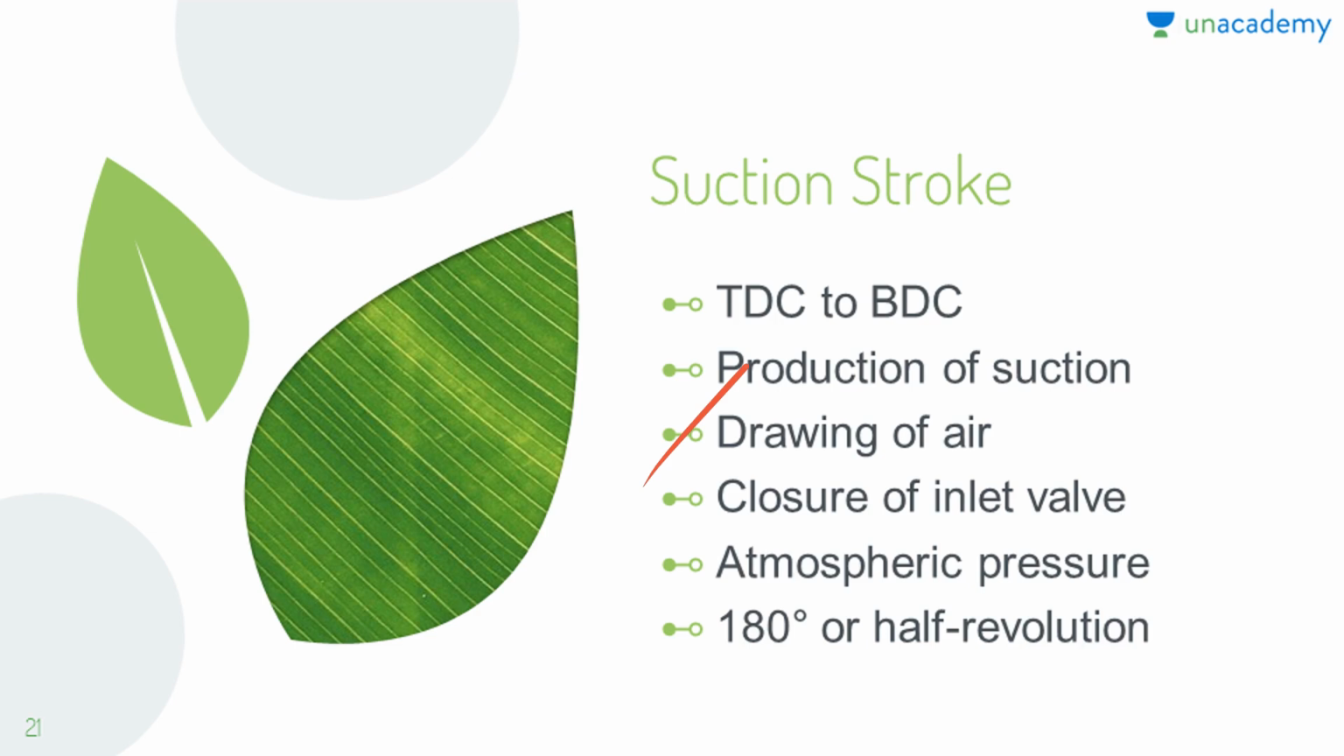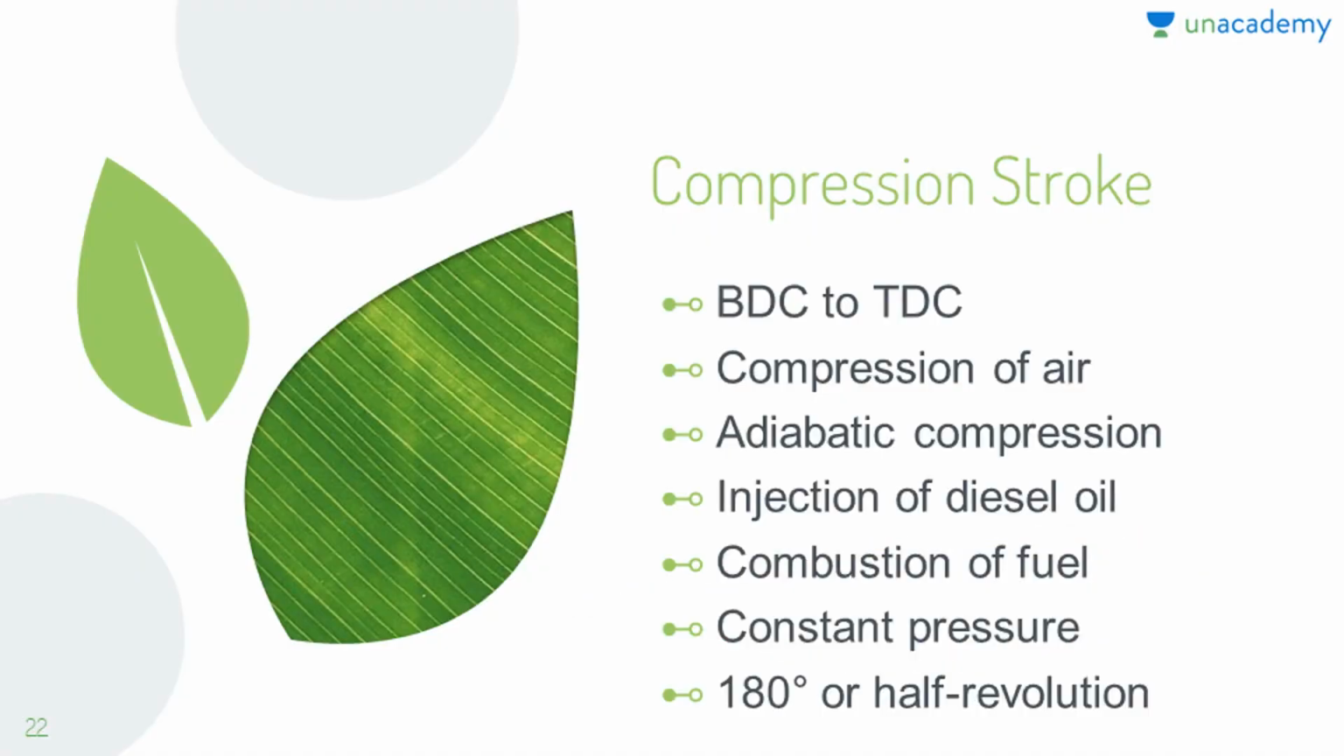When the piston reaches the BDC, the suction stroke ends and the inlet valve is closed. The suction of air takes place at atmospheric pressure. With this stroke, the crankshaft rotates 180 degrees or half a revolution. The energy required for the piston is taken from the battery.